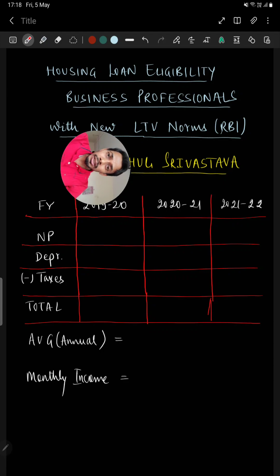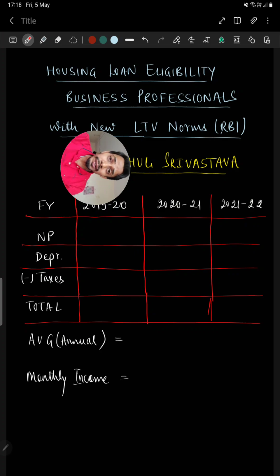Now, many times when a customer approaches a bank for availing a housing loan, when he is a salaried customer, the calculation becomes very easy for determining the eligibility of a housing loan. But when a business professional approaches us, then it becomes quite difficult for many of us to determine the eligibility, because then comes the role of the balance sheet, then comes the role of the profit and loss statement, etc., etc.